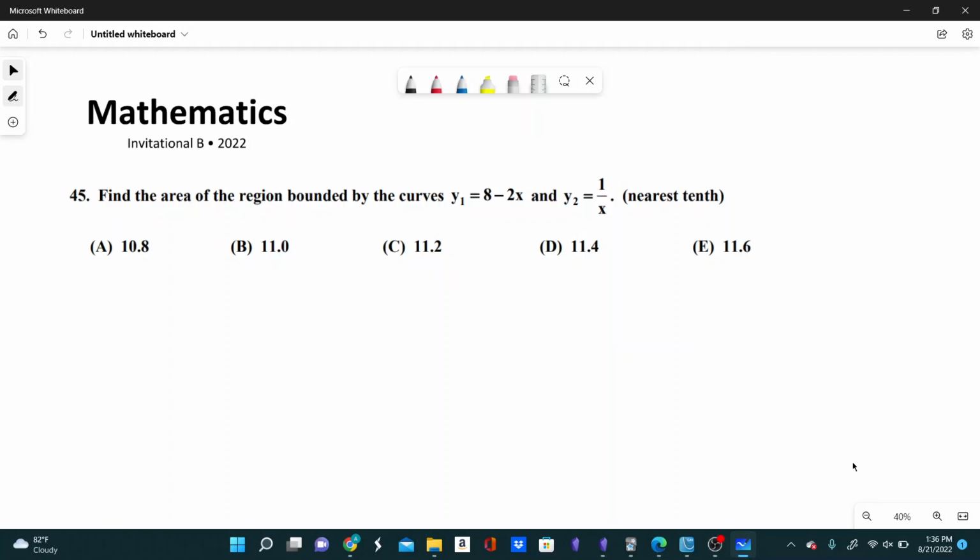Number 45. Find the area of the region bounded by the curves y1 equals 8 minus 2x and y2 is equal to 1 over x. So let's actually graph both of these so we can get a little bit of a better conceptual understanding of what this is going to look like.